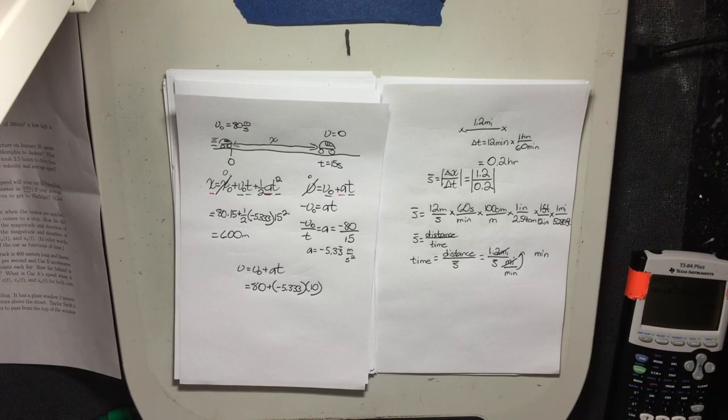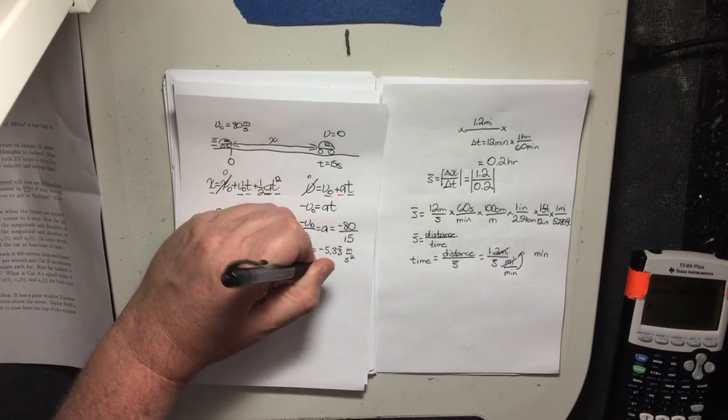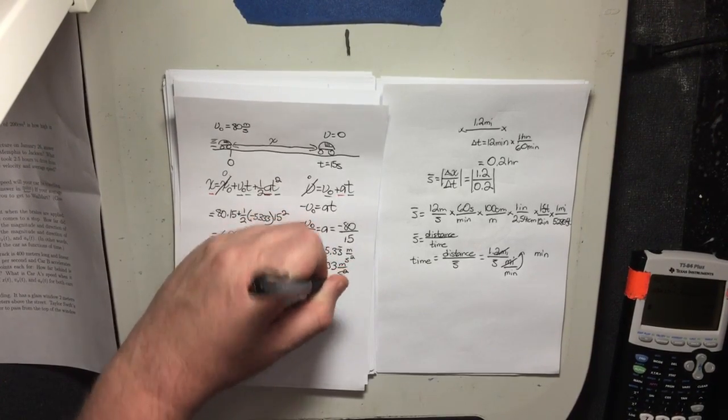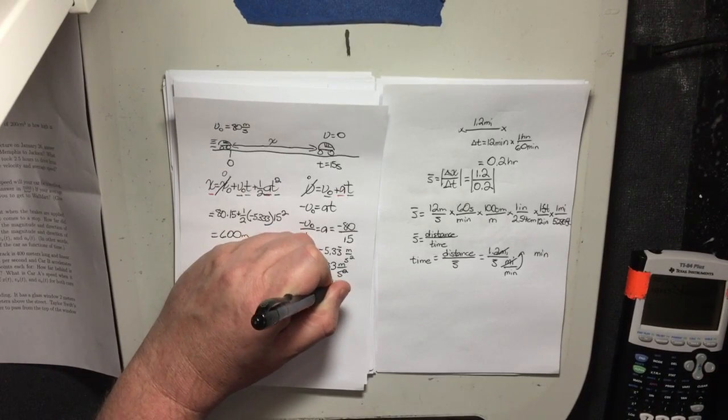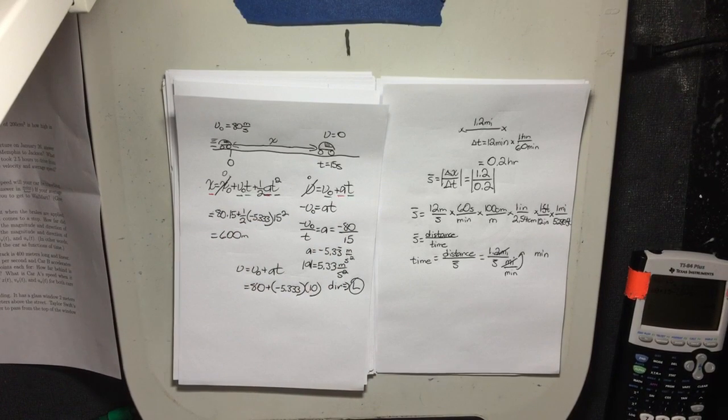Oh, what is the magnitude and direction of the acceleration? So the magnitude of the acceleration is just the absolute value. Because it's negative, you say it's to the left. So you could say either negative 5.33 meters per second squared, or you could say 5.33 meters per second squared to the left. Either one would be acceptable.